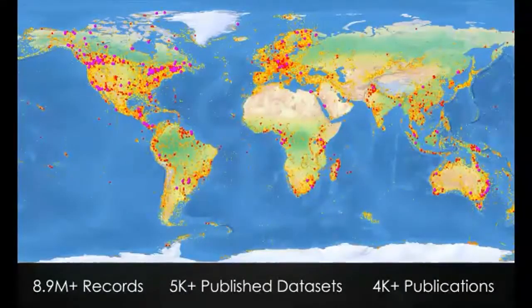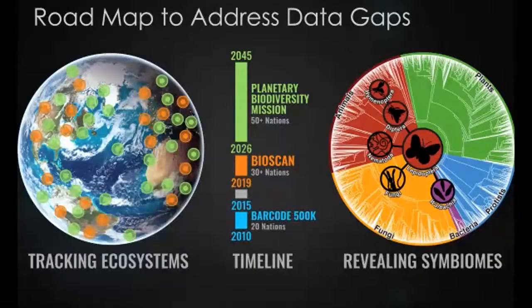And through that work, we collected data across the globe at varying depths in different areas, but creating a quite comprehensive and rich database of DNA-based species occurrence data. About 9 million records thus far, with over 5,000 published data sets and 4,000 publications associated with this work. So quite incredibly successful by any standard. And because of this success, we started planning the next two phases of this work.